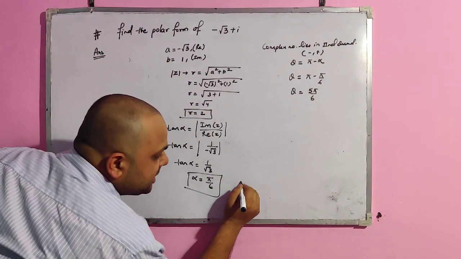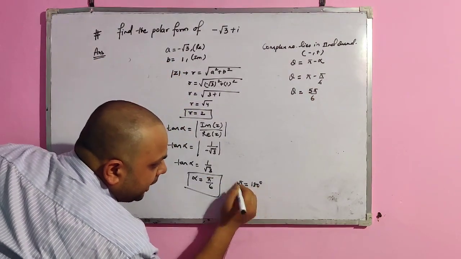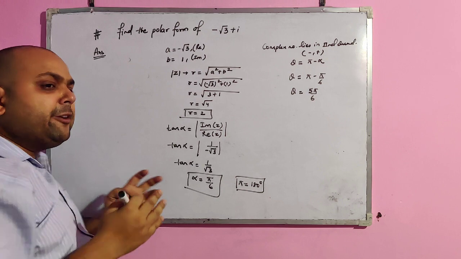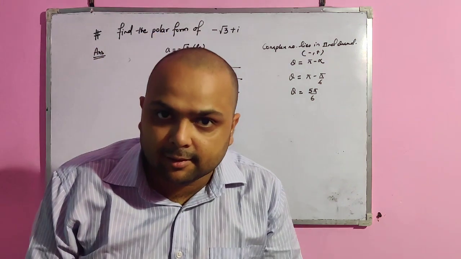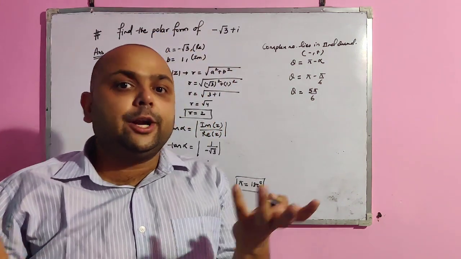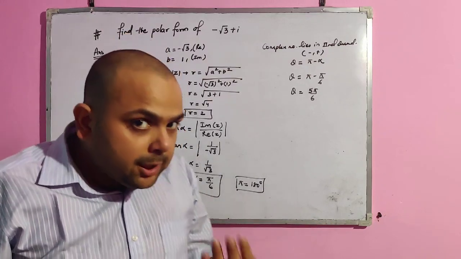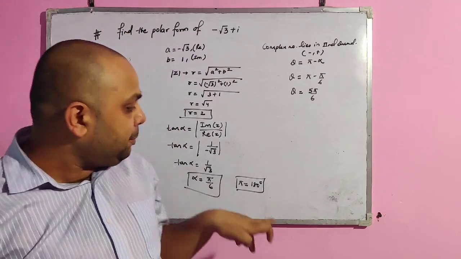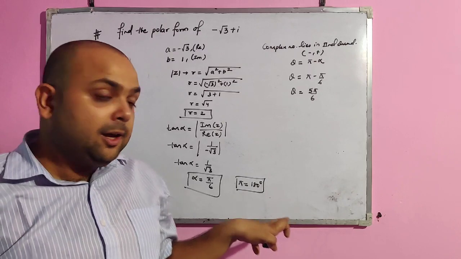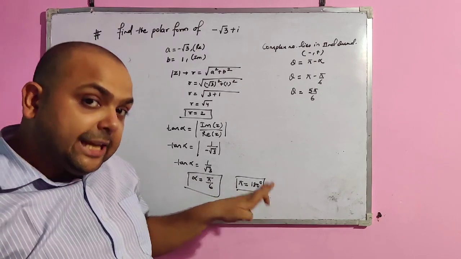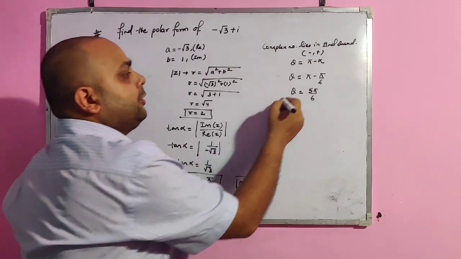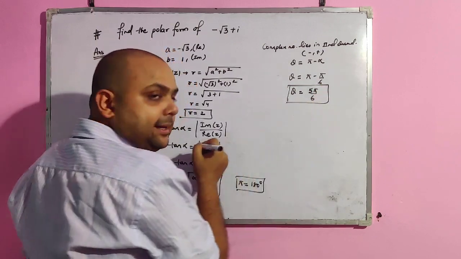Now pi is 180 degrees here, as we have expressed the values in terms of radians. I will teach you how to convert between radians and degrees also. Here you just understand that pi indicates 180, as we are converting degrees into radians. So the value of theta is 5 pi by 6.